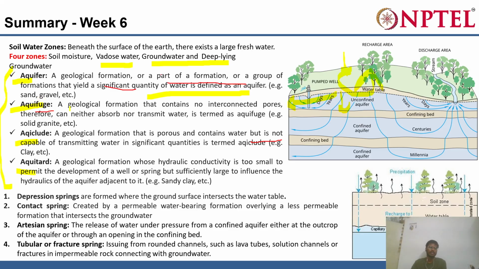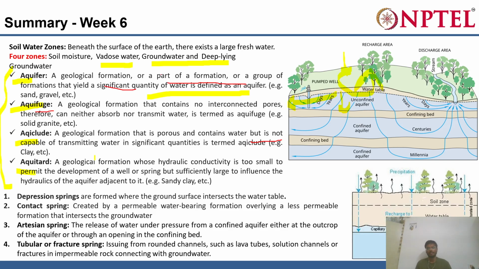Then you have aquifuge. Here fuge means there are no interconnected pores, which means there is no water. Aquiclude is like a clay kind of structure. You know that a clay kind of structure stores a very low amount of water as compared to other parts, and there is also a problem related to water transfer from one place to another. The aquitard is a geological formation whose hydraulic conductivity is too small to permit development of a well or spring, but sufficiently large to influence the hydraulics of the adjacent aquifer.